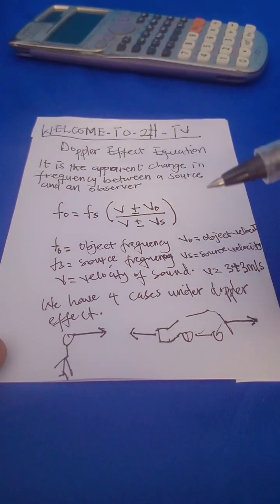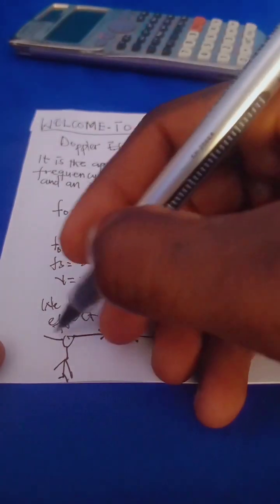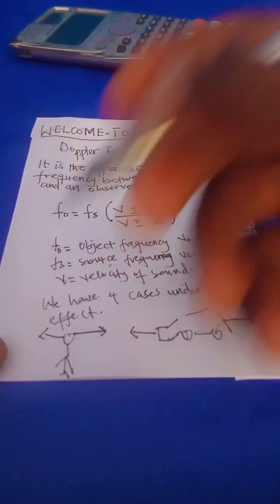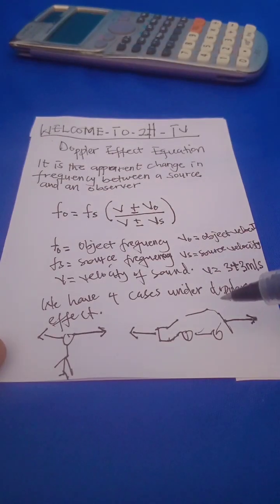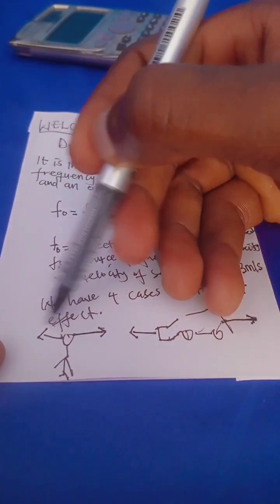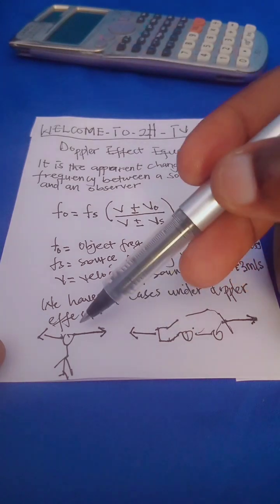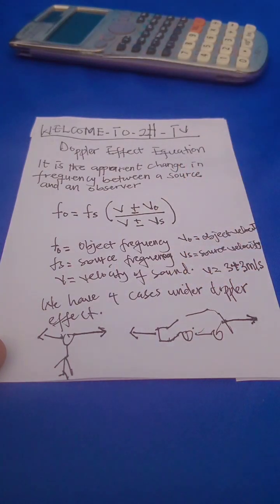The third scenario could be that the object is moving away from the source, while the source too is moving away from the object. And the fourth case, the object is moving away from the source, and the source is moving towards the object. So there are 4 instances.